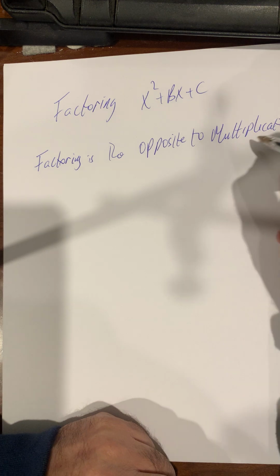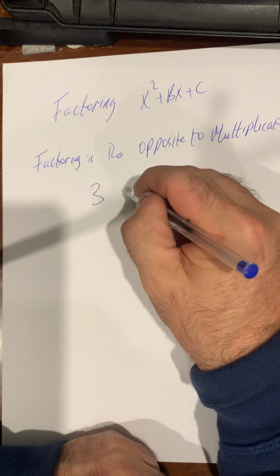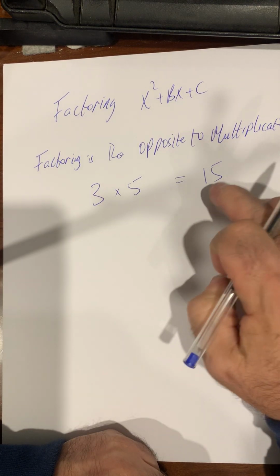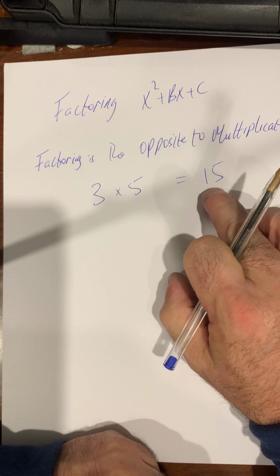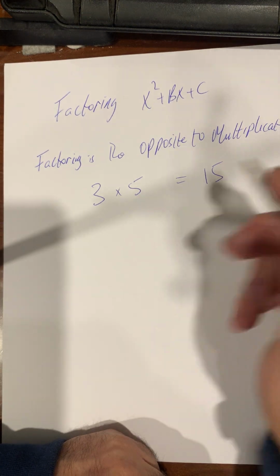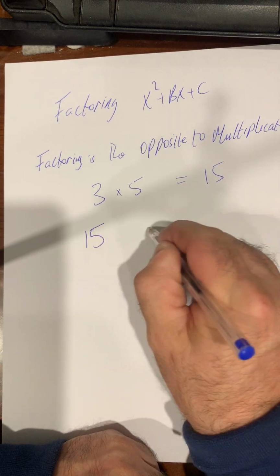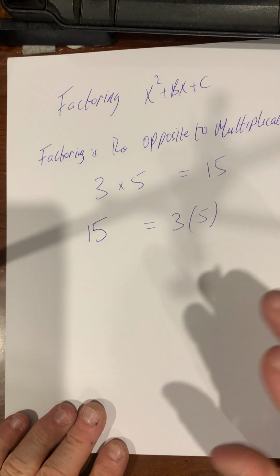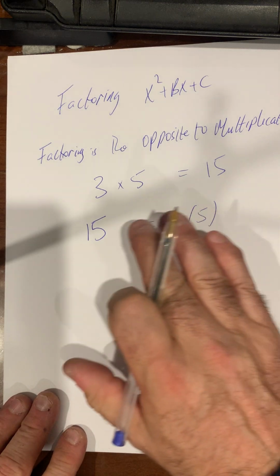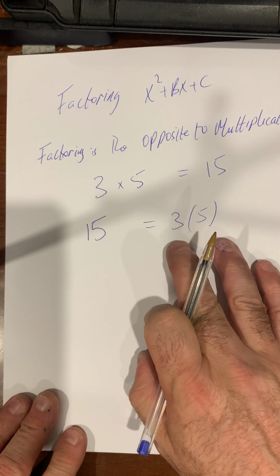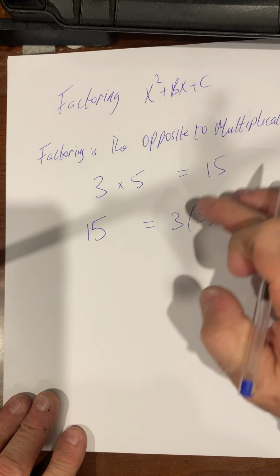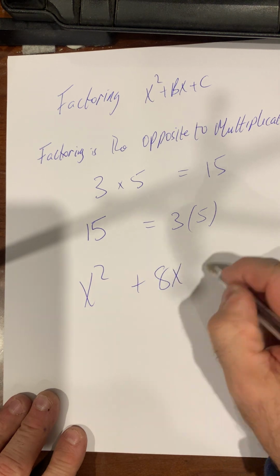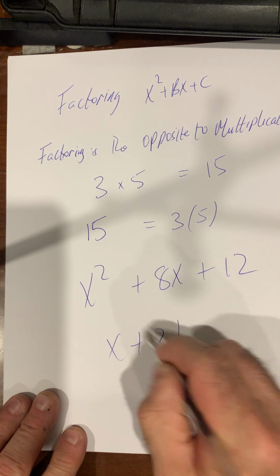Okay, let's look at a numerical case of multiplication. 3 times 5 equals 15. Factoring is taking 15 and breaking it into factors. So factoring is taking the composite number 15 and saying that's equal to 3 times 5. I'm just going to write it another way here as well. Okay, great. So if we're going to learn how to factor, taking 15 and turning it into 3 times 5, taking x squared plus 8x plus 12, since 2 times 6 is 12, and turning it into x plus 2 times x plus 6.